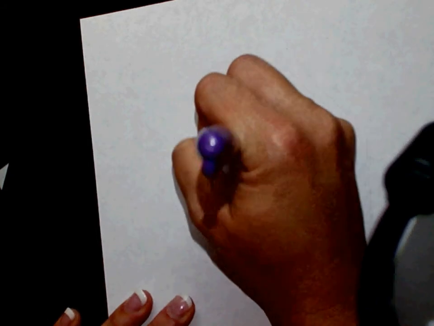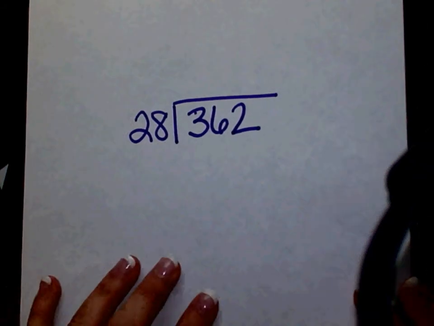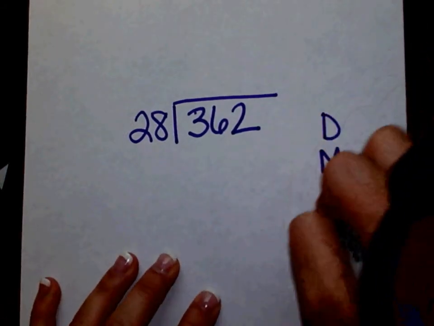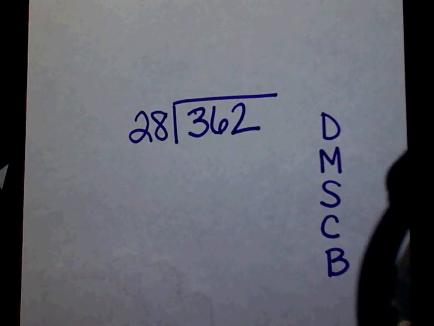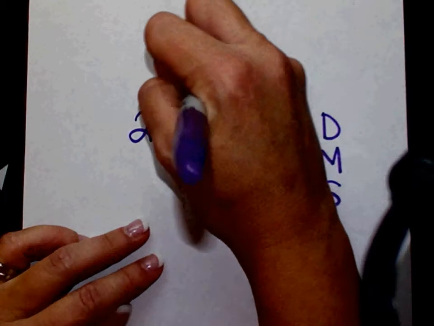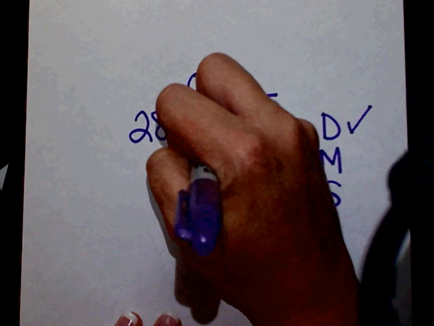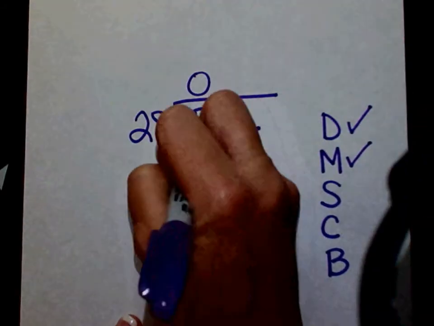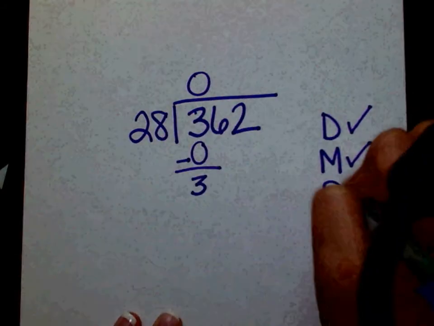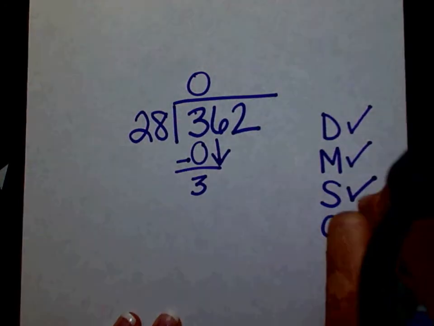Let's try a 2-digit. Okay, 2-digit works the same way. Does McDonald's sell cheeseburgers? Okay, we're going to focus on the 3 first. No, 28 cannot go into 3. So it goes in 0 times. That's divide. 0 times 28 is 0. Multiply. Subtract. 3 minus 0 is 3. Check. Is 3 less than 28? Yes. Bring down your 6.